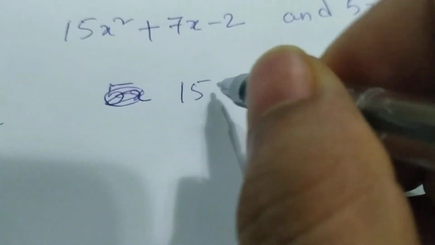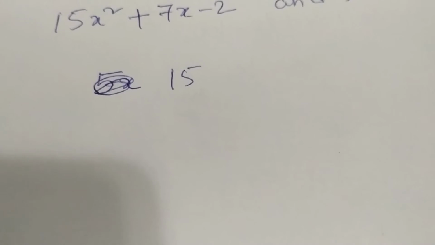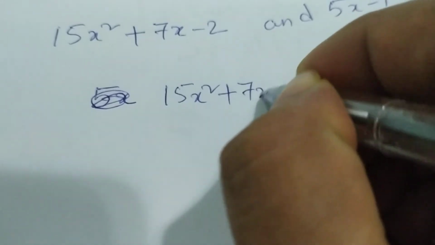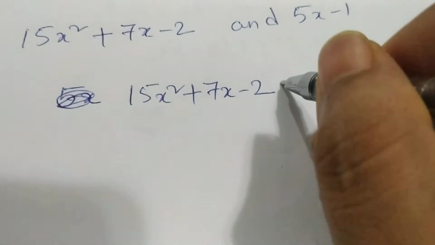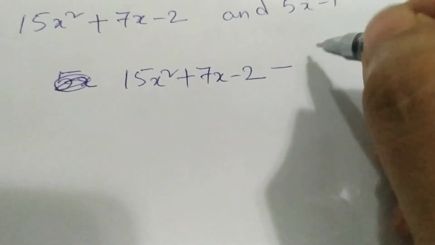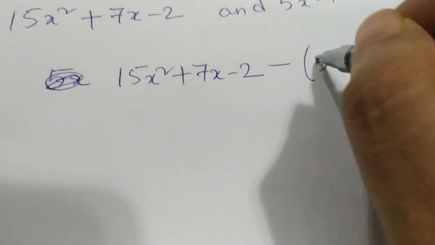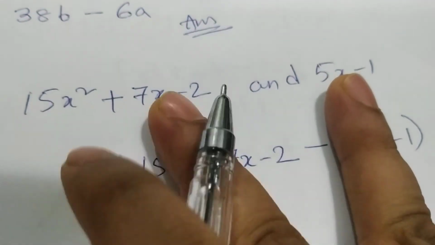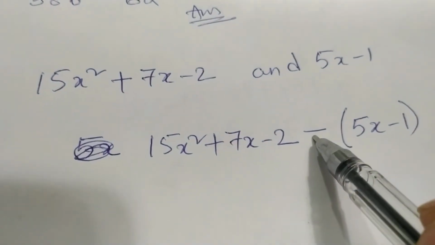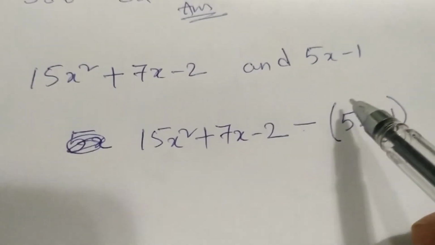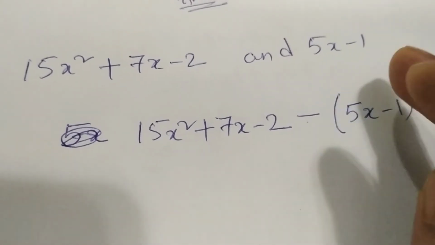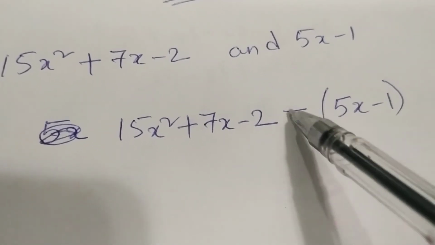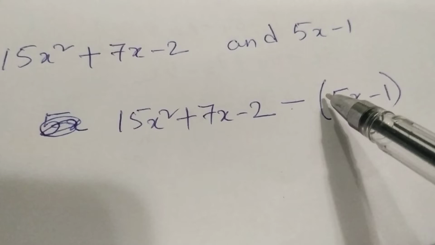So 15x square plus 7x minus 2 minus, we will give a bracket. Always remember, if we have two separate polynomials, especially polynomials, this is actually the subtraction sign. So for the next expression we always need to use a bracket. This bracket plays a role because we need to multiply the sign with the terms inside the bracket.